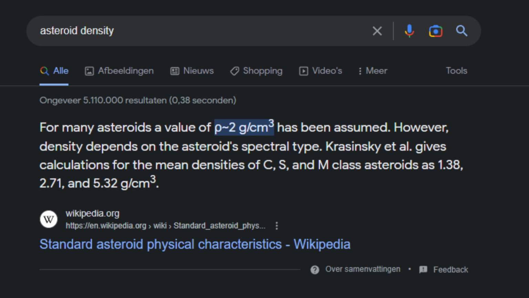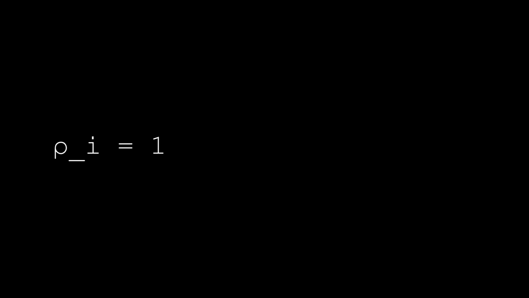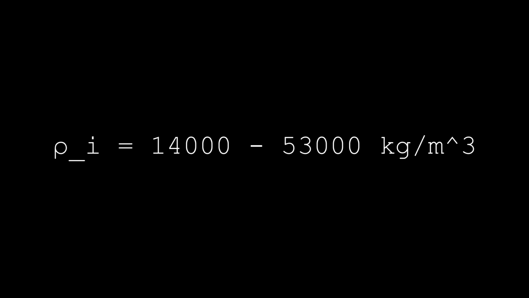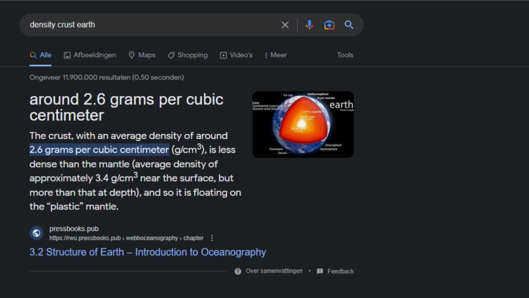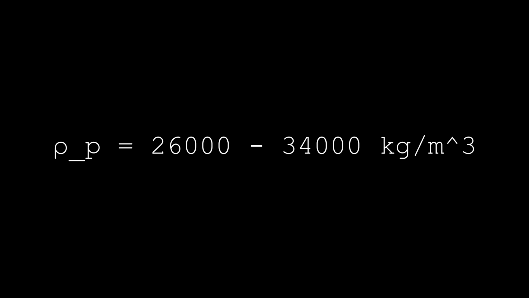The density of asteroids in general varies between 1400 and 5300 kilograms per cubic meter. But as everything in the Kerbal universe is about 10 times as dense, I will assume the same for the asteroid. The density of the excavated material will be that of Kerbin's crust. And possibly, if the asteroid hits Kerbin hard enough, it might even dig a bit through the mantle. So the density for this will be between 2600 and 3400 kilograms per cubic meter times 10.